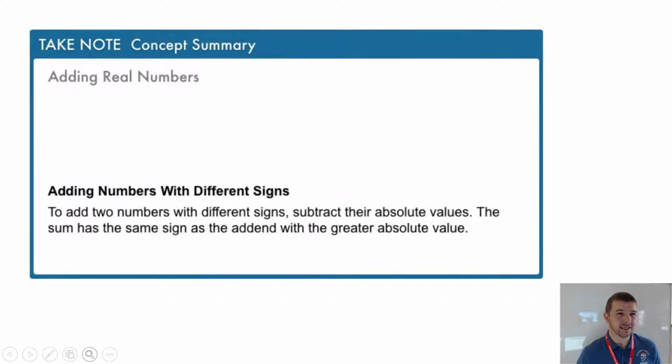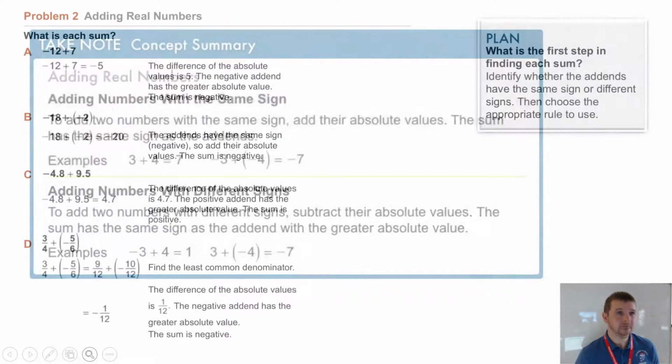Adding numbers with different signs. To add two numbers with different signs, subtract their absolute values. The sum has the same sign as the addend with the greater absolute value, meaning the one that would be farther from 0 on the number line. For example, negative 3 plus 4 equals 1.